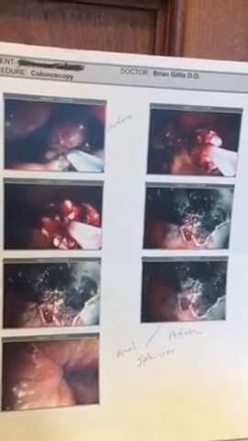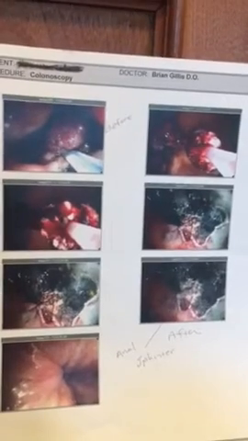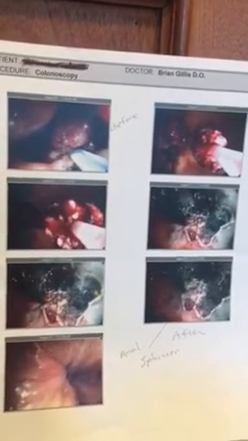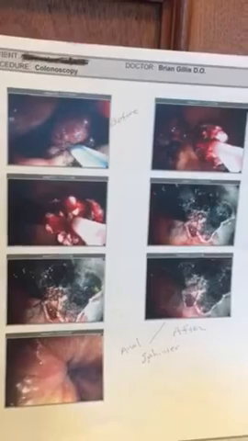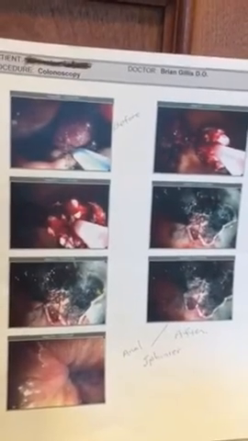This particular procedure isn't done by all endoscopists. It's something that we've been doing in our office for the past 17 years and have had good success with. Endoscopic submucosal resection of a giant polyp.